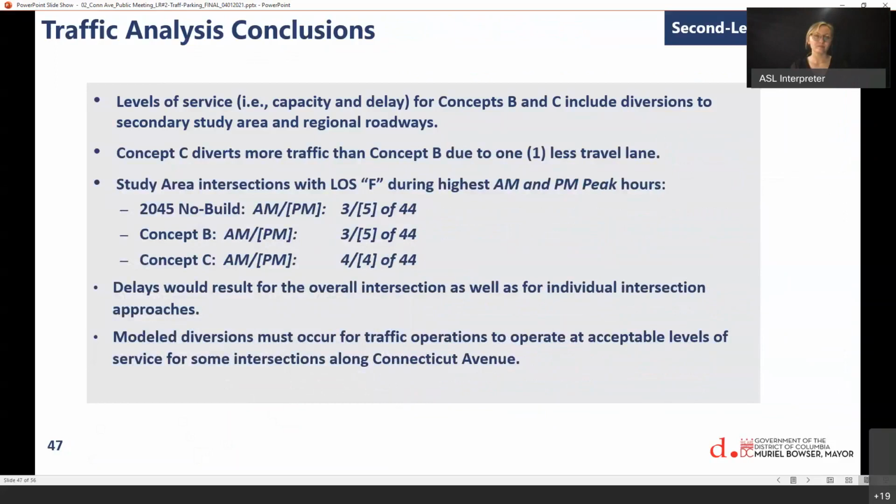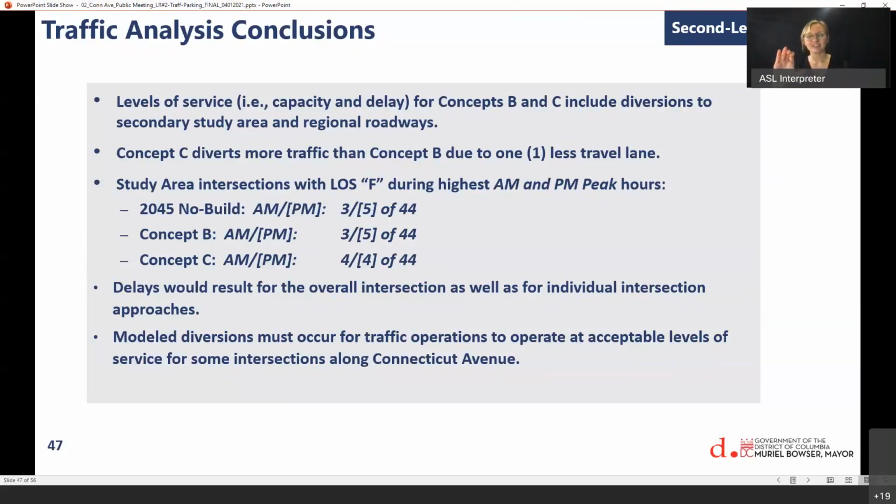I'm just going to go over a couple of the traffic analysis conclusions before we start our Q&A. Level of service, capacity, and delay for concepts B and C do include diversions to the secondary study area and to regional roadways. Concept C diverts more traffic than Concept B due to one less travel lane. The study area intersections with level of service F during the highest AM and PM peak hours under 2045 no build conditions number 3 intersections in the morning and 5 intersections in the PM, and as you can see, concepts B and C during those peak hour periods are approximately the same.